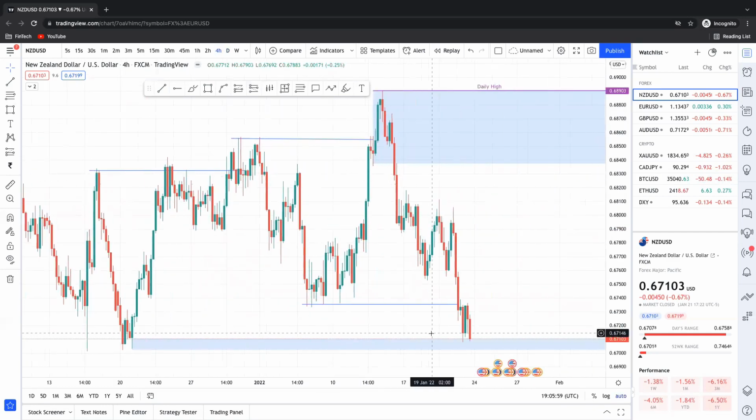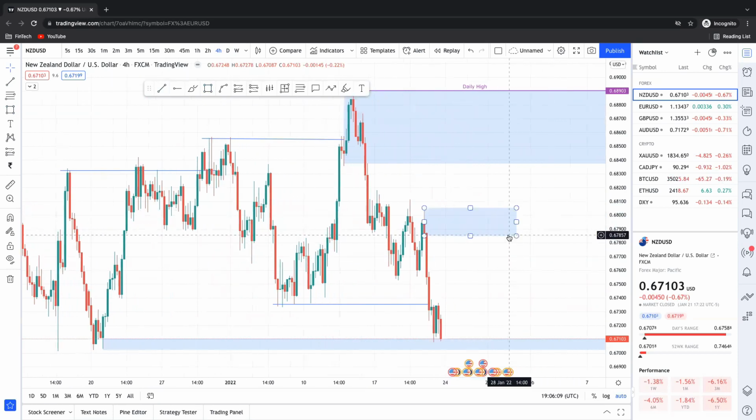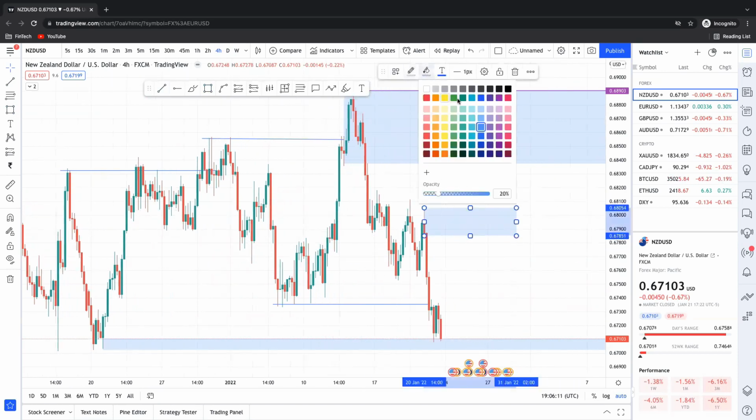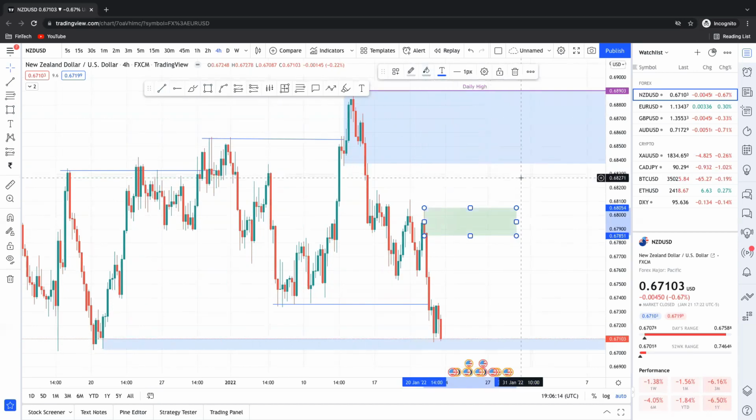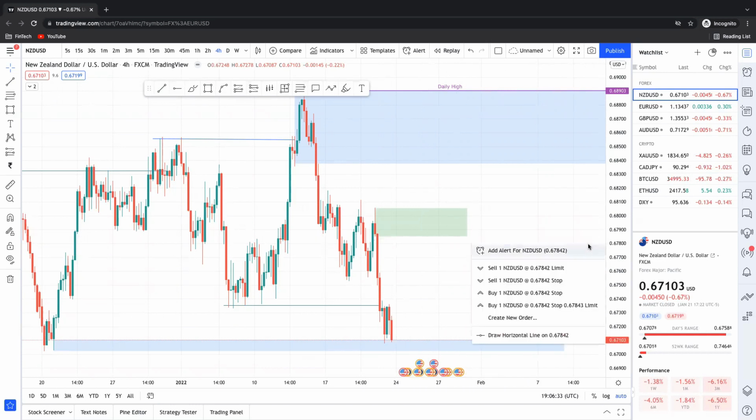If it violates this one, there will be this 4-hour order block to play. Let's make a different color, make it green. There is a clear-cut imbalance here, and it's following a nice trend, like mitigation and the full release, the healthy order flow. All right, so let's put an alert here.